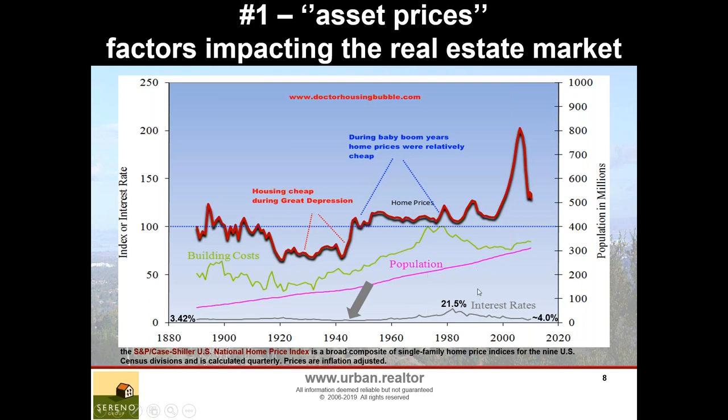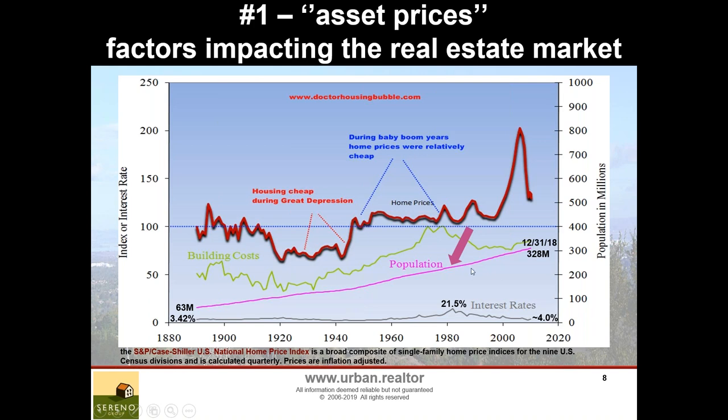As you can see, in the 80s we had an incredible inflation of 21%, which resulted in an interest rate of about 21%. Currently, the rate that we are experiencing at this time is about 4%, and that obviously depends on other factors, such as the actual rate you're going to get.